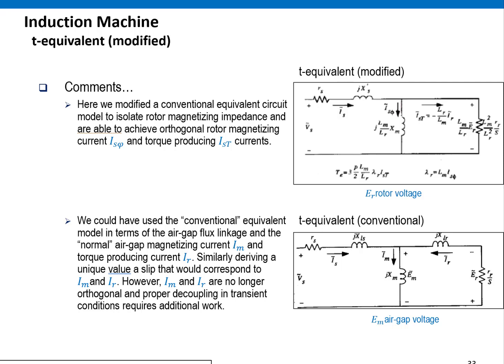It's really kind of, I don't know how much more to beat this one to death, but in the comments he has here, I'll just read them, is that we modify the conventional equivalent circuit to achieve an orthogonal rotor magnetizing current and a torque producing current. We really did that by selecting this kind of artifact of a turns ratio between the rotor and the stator to refer the current differently to the stator side, and that's what enabled us to do that.